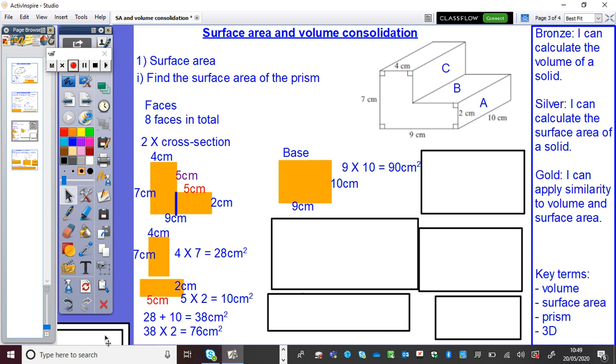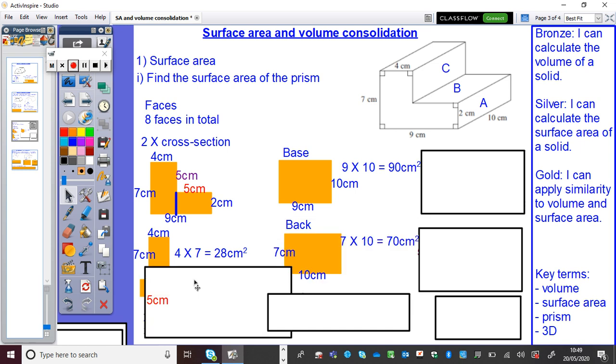Again, notice that I'm putting my units there. I'm always including them. As long as you're including them on the answer, that's what's most important. But if I can get in the habit of whenever I'm working out an area, putting centimeters squared or units squared, whatever they may be, obviously that's best practice.